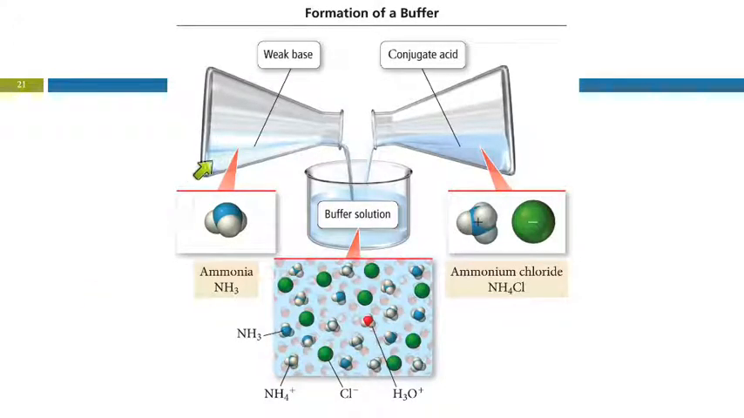So here's an illustration for the weak base buffer. We've got ammonia and ammonium chloride. So we have the base present and its conjugate acid present. So again, it can neutralize what's thrown at it, whether it's acid or base.